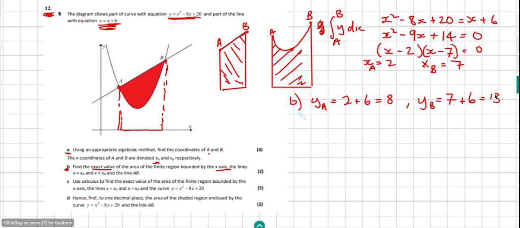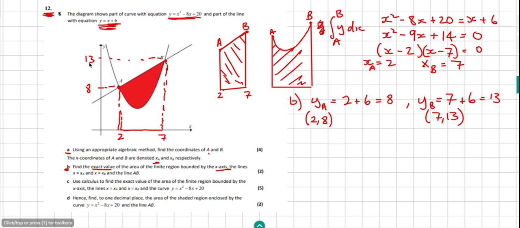So that actually means that our two coordinates are 2, 8, and the other one is 7, 13. So if we add these values onto here, just looking at the x coordinate, you can see this one is 2, this one is 7, and then the y value is going to be 8 for A, and for B, it's going to be 13.